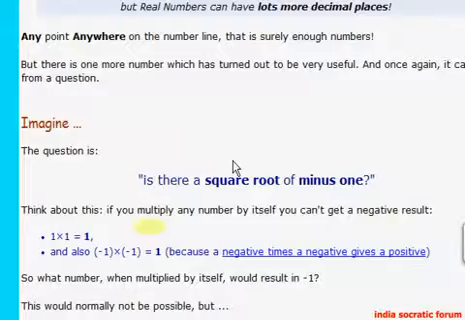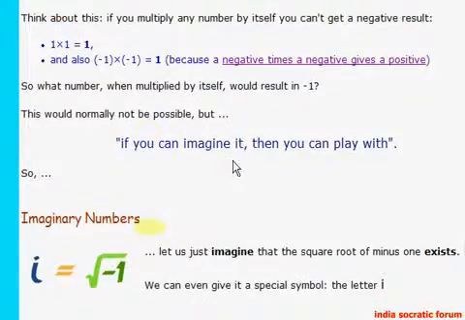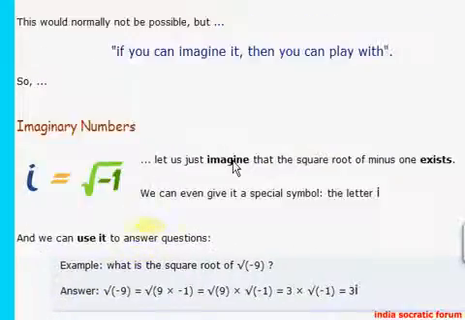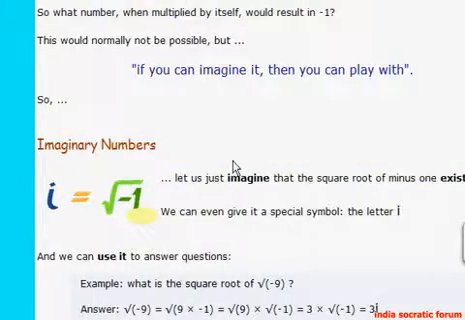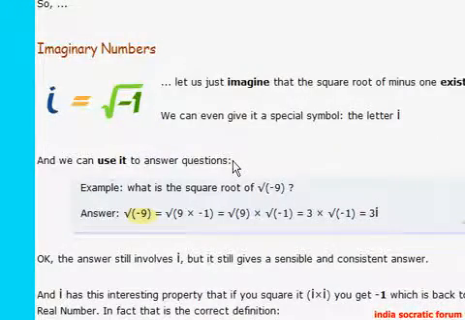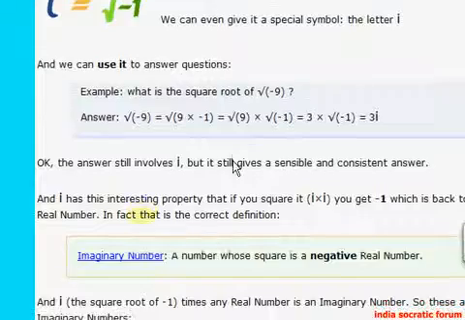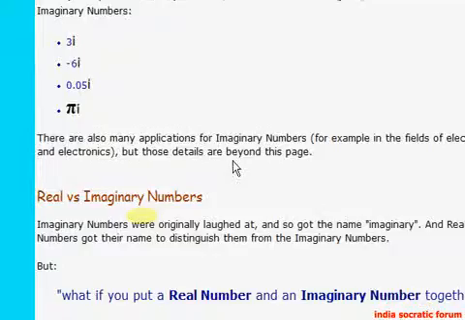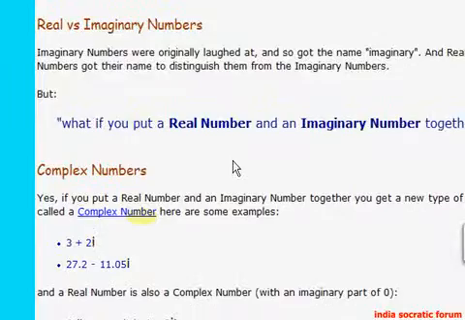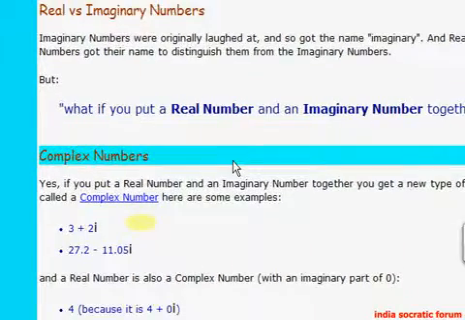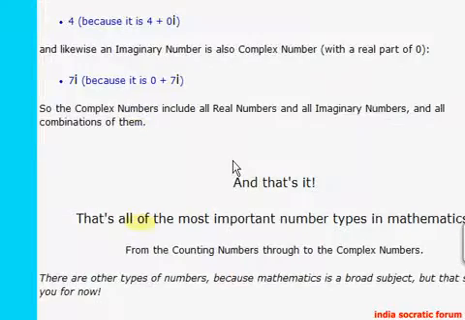Then there is the square root of a negative number, which is called an imaginary number. We call that i, equal to root of minus 1, because it cannot be represented on the number line. So imaginary numbers are used in complex numbers. So real numbers and complex numbers, we'll talk about it later.